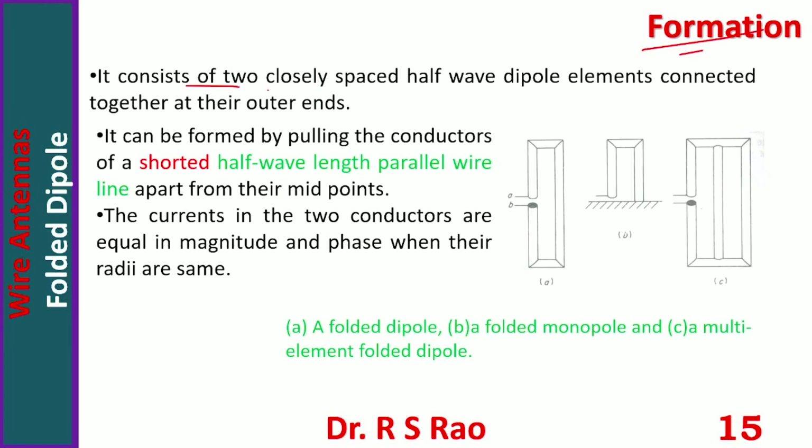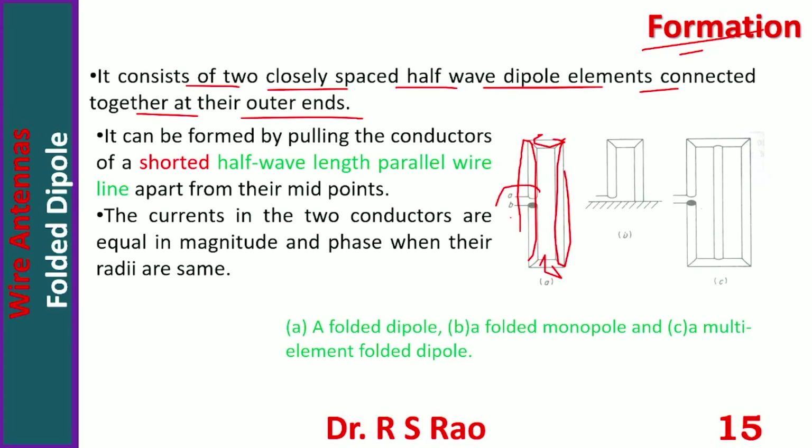It consists of two closely spaced half-wave dipole elements connected together at the outer ends. See, this is one dipole, this is another dipole. Notice the first one is fed conductively, the second one is fed from the first one. After being fed from the first one, both start radiating. It can be formed by pulling the conductors of a shorted half-wave length parallel wire line apart from their midpoints. The currents in the two conductors are equal in magnitude and phase when their radii are the same.